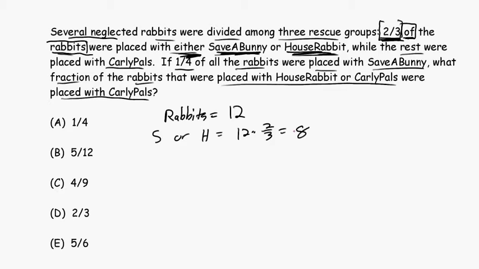Now, before I move on, there's something I can figure out. Therefore, as indicated by this little triangle here, if I know that S or H had 8, I can figure out what remains. I know, therefore, that Carly Pals must have 4. I started with 12 rabbits up here. I had 8 rabbits go to Save a Bunny or House Rabbit. Therefore, Carly Pals gets the 4 remaining rabbits.